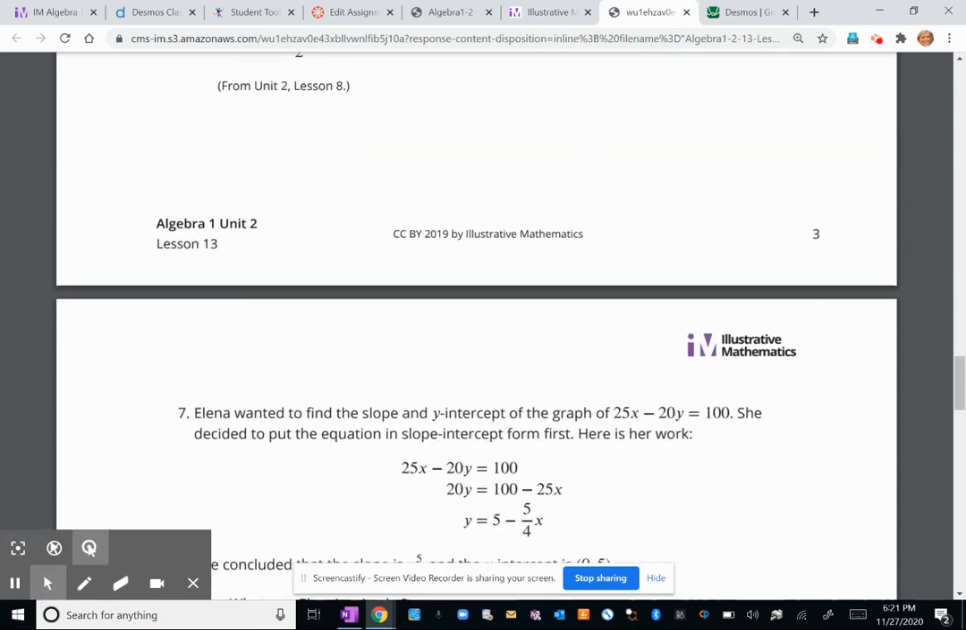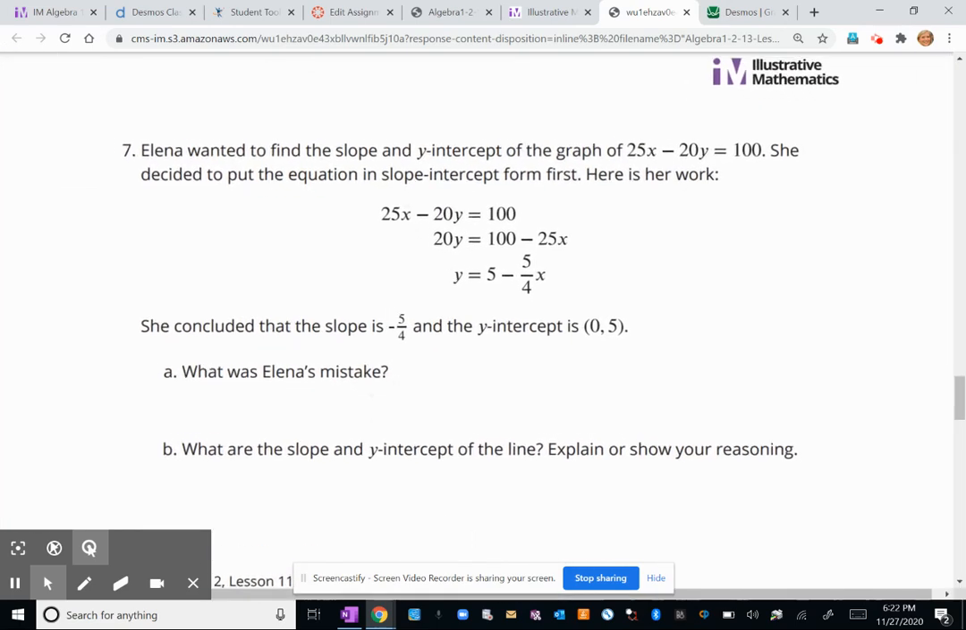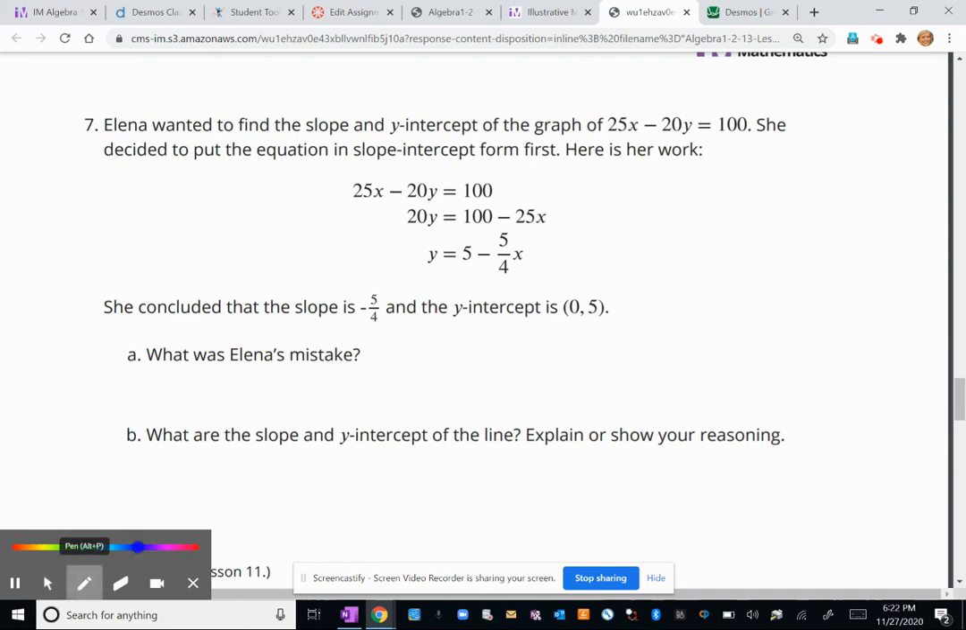And the last problem you had to do was number 7. Number 7 says Elena wanted to find the slope and y-intercept of the graph of 25x minus 20y equals 100. She decided to put the equation in slope-intercept form first. Here is her work. She concluded that the slope is negative 5/4 and the y-intercept is 0.5. What was Elena's mistake? Okay, well, let's take a look at it.